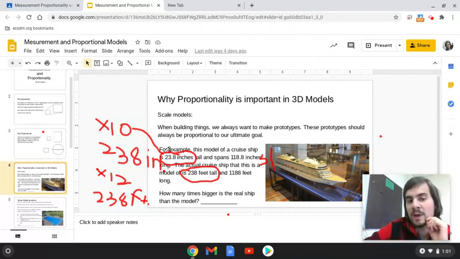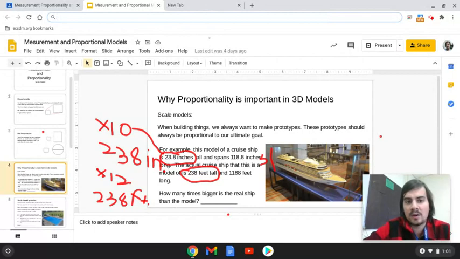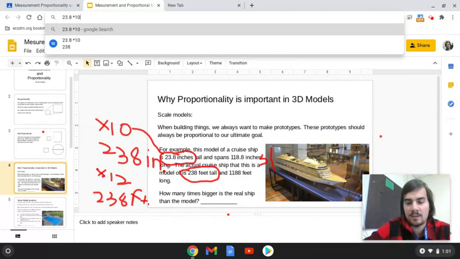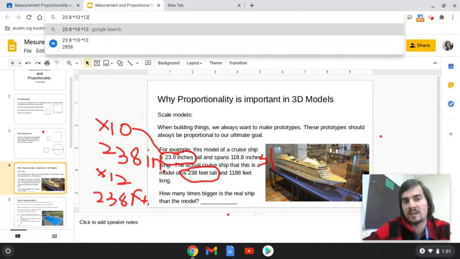So since we have to multiply it 10 times bigger to get the right number and 12 times bigger to get the right units, we're multiplying it in total 120 times bigger. And another way to see that is if you look up at the address bar, I'm going to type it out. Let's say we start with 23.8 inches, and we're multiplying it by 10 to get the numbers the same, and we're multiplying whatever that is by 12 to get the units the same.